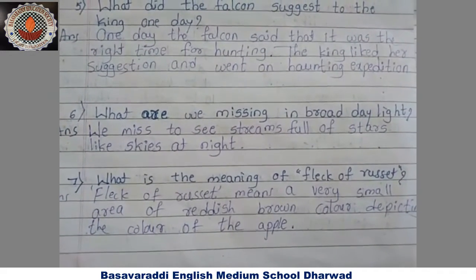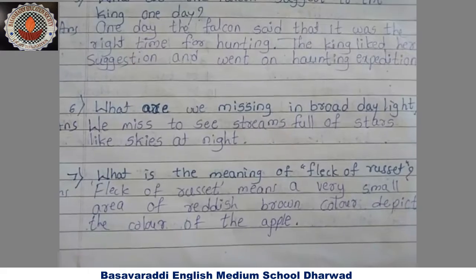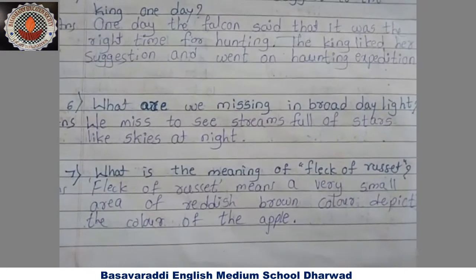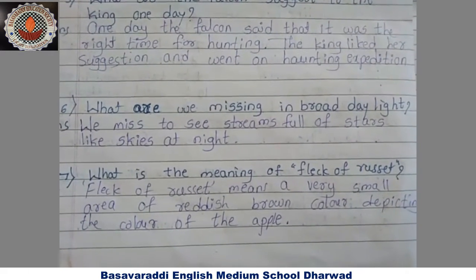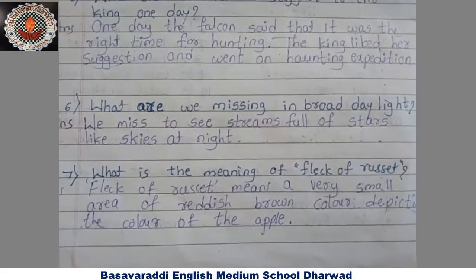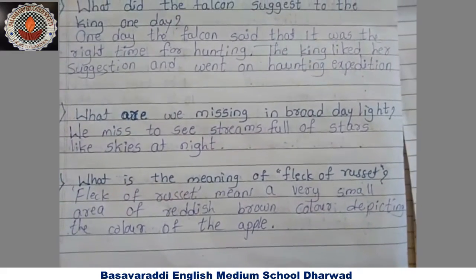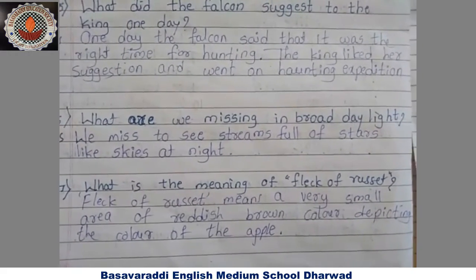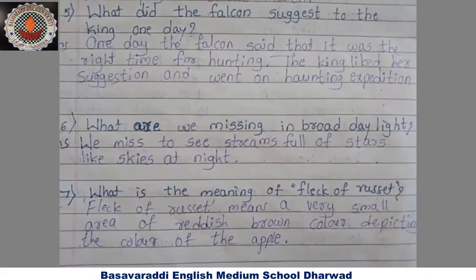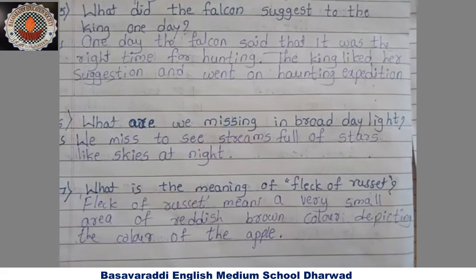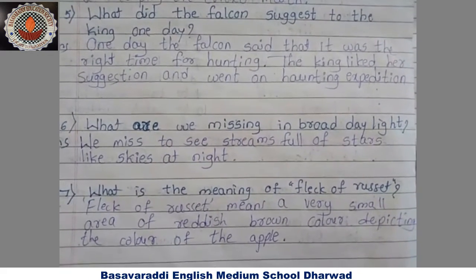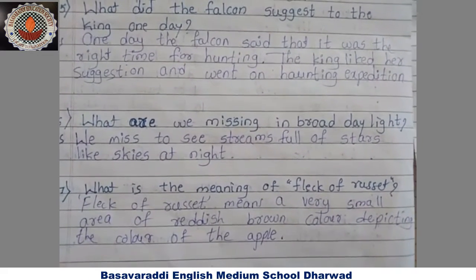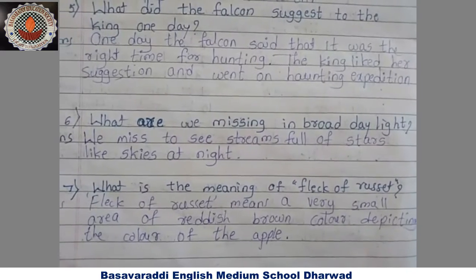What is the meaning of fleck of russet? This is from Apple Picking. Fleck of russet means a very small area of reddish brown color depicting the color of the apple. As you have all seen, the color of the apple is not red and not chocolate, but a mixture of both, which is called fleck of russet.